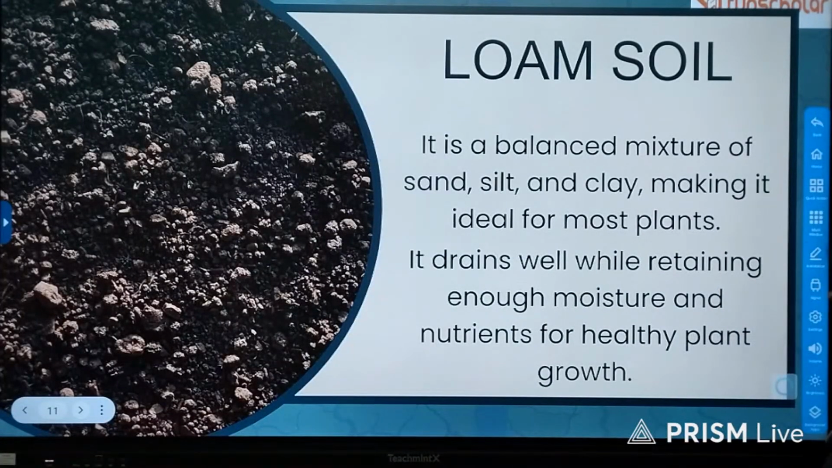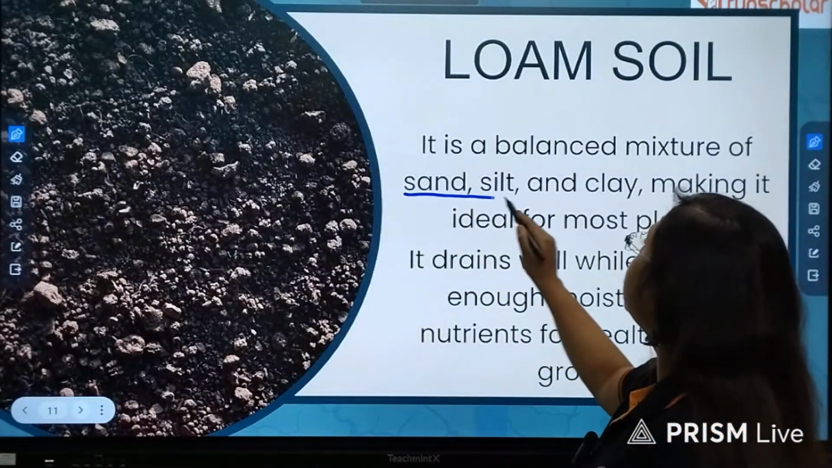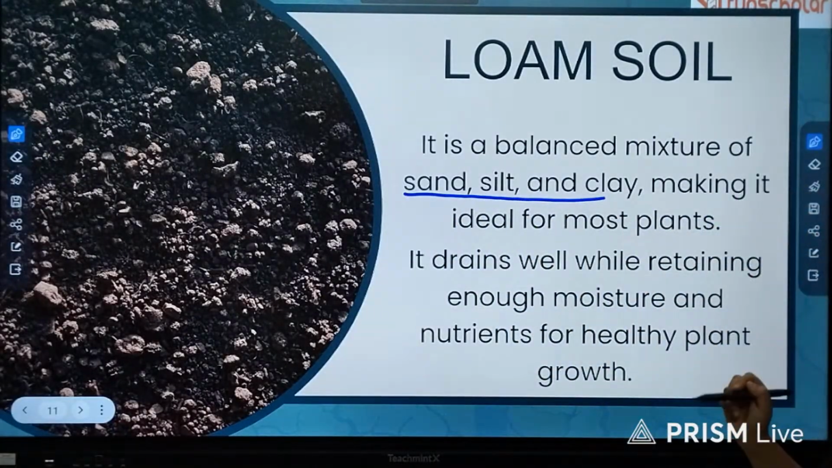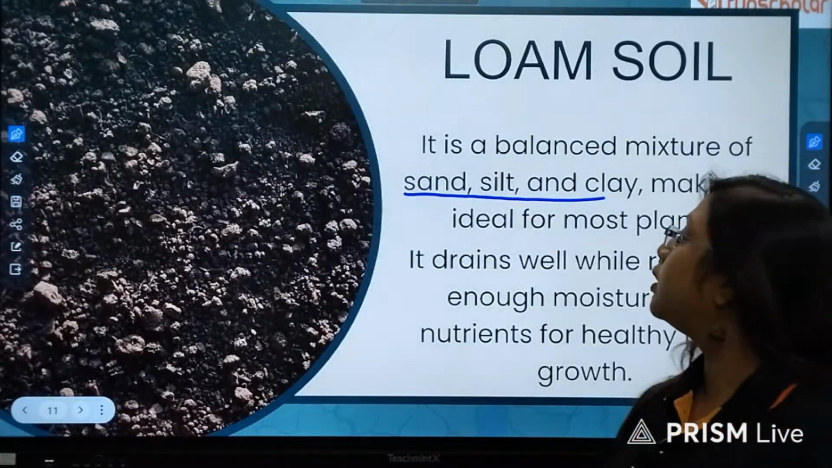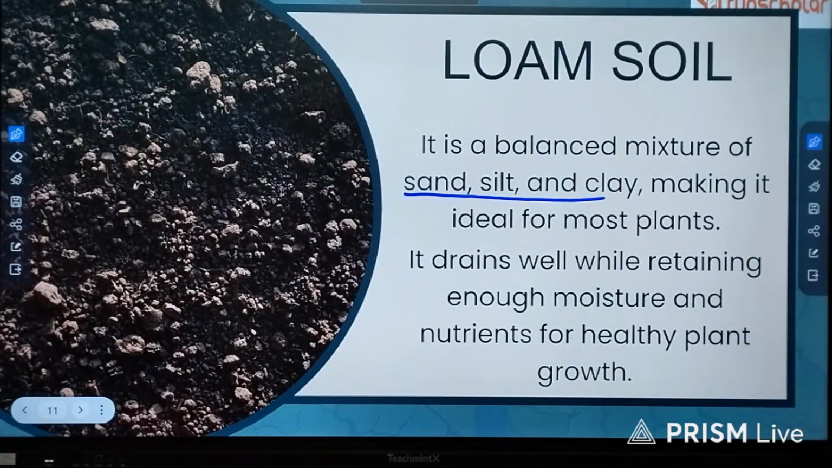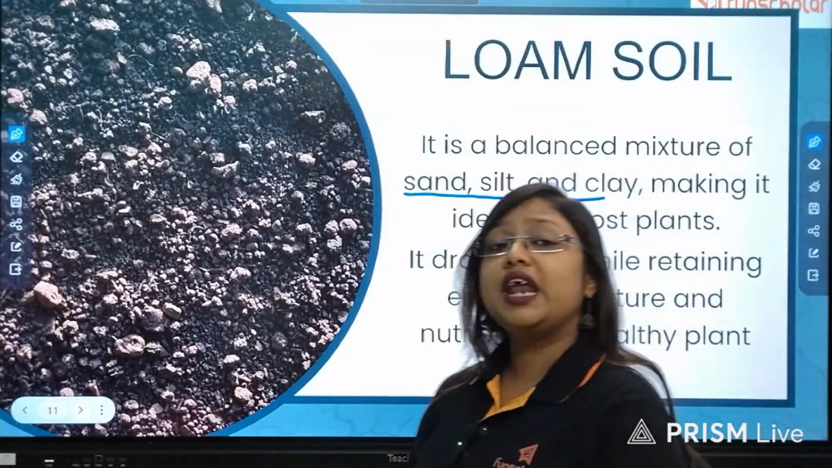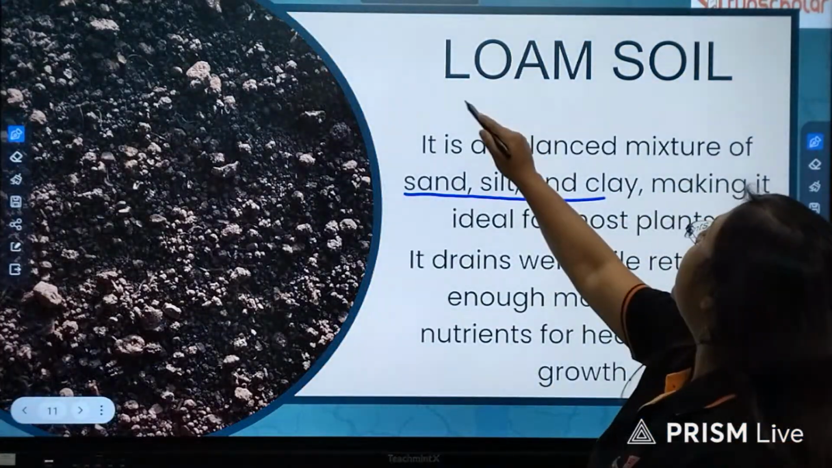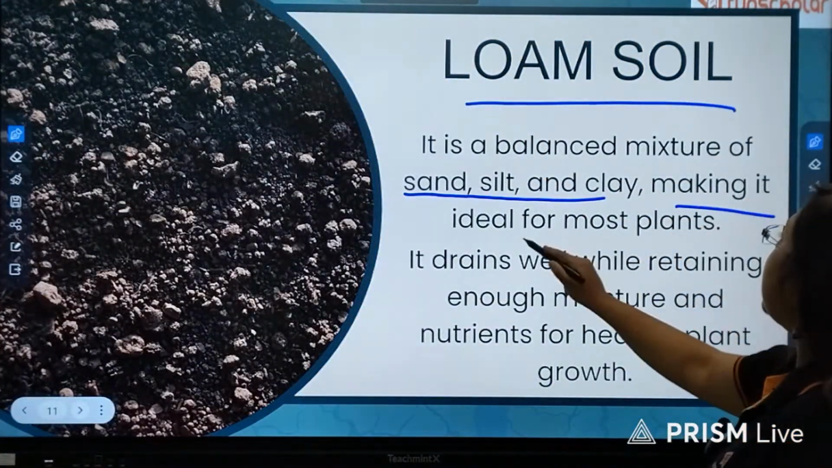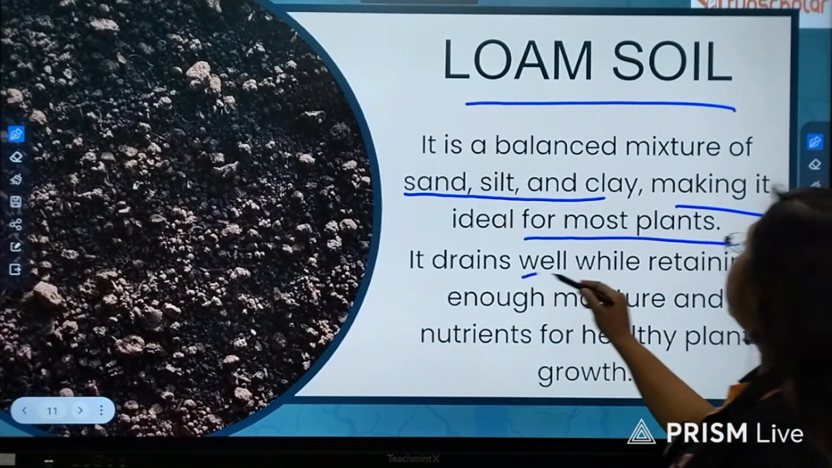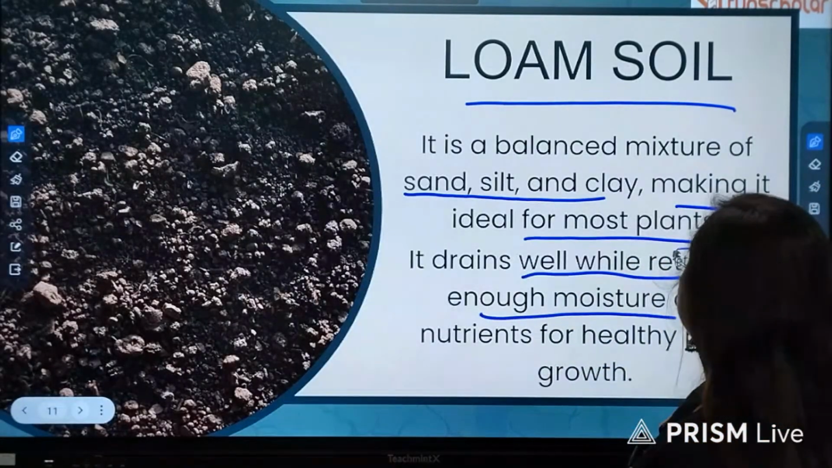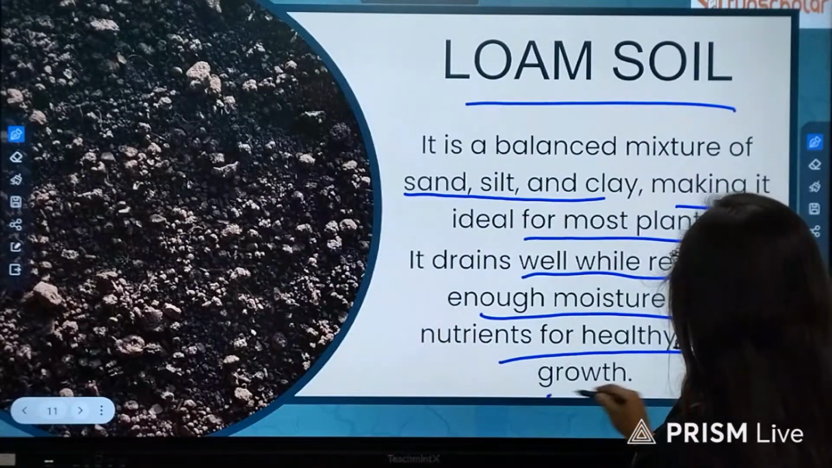This is a very important question for your examination: what exactly is the soil called which is the perfect mixture of sand, silt and clay, perfect for any kind of plant? Your answer will be loam soil, making it ideal for most plants. It drains well while retaining enough moisture and nutrients for healthy plant growth.